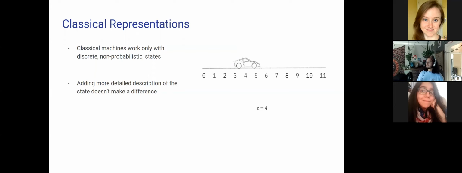And so if we look and think about this car right here, there's a few ways to describe it, right? Classically, it's quite simple and intuitive. We would say that this car is at position 4. Out of all these possible positions, the only information that we would give to a classical machine is X, or position, is equal to 4. Giving a more detailed description, like X is 4, but it's not 10, and it's not 9, and it's not 8, doesn't really give us more information.